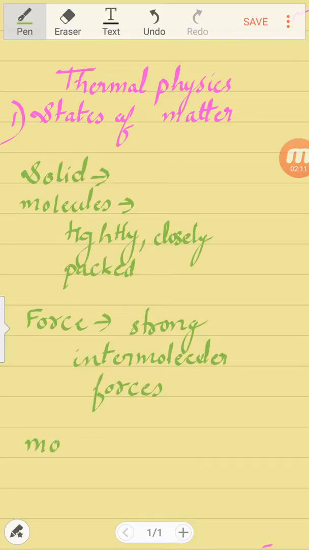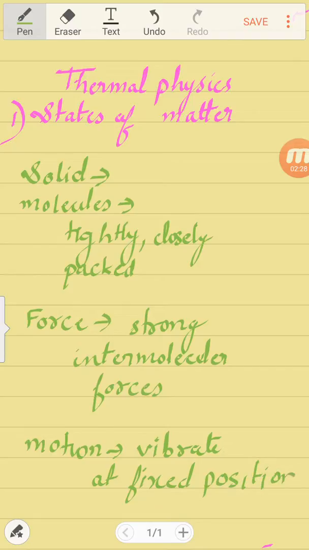And what about motion? It vibrates at fixed position. Okay, let me draw a diagram. In solid, molecules are tightly packed. Okay, no space between two molecules, like this. Okay, again I am repeating.